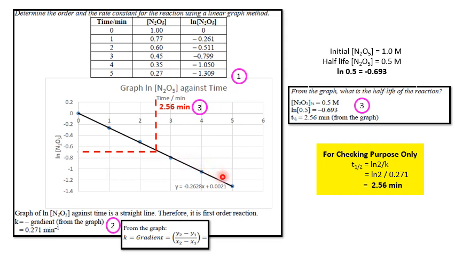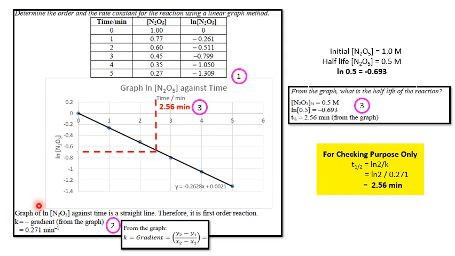After that, let's answer the next question. The graph of ln N2O5 against time is a straight line with negative slope, proving that this is a first order reaction. Meaning that when you plot for the zero order and second order graph, you wouldn't get the pattern of the graph. Only ln concentration N2O5 gives you the negative slope and linear graph.